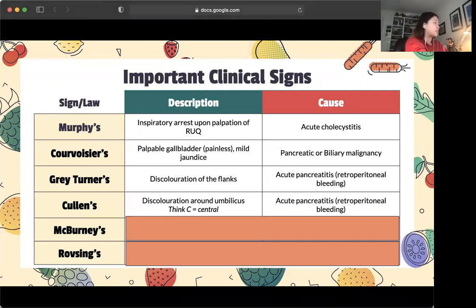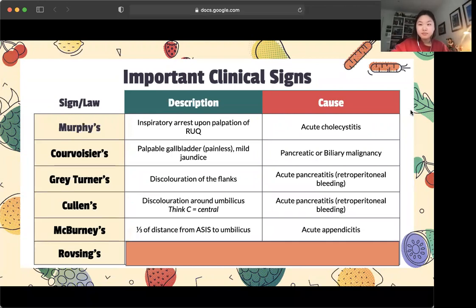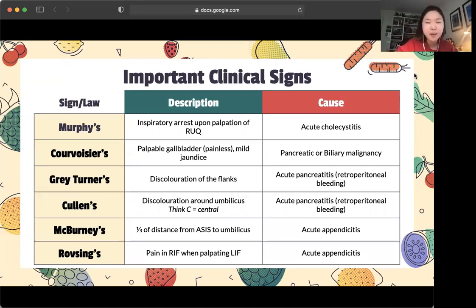What's McBurney's? Cool. So basically, yeah, a sign of acute appendicitis. It's the point where you press down and you're going to elicit pain. It's a third of the distance from the ASIS to the umbilicus, or it can be two thirds from the umbilicus to the ASIS, depending on where you actually calculate it from. And last one. Amazing. Appendicitis. So there's pain in the RIF when you're palpating the LIF.